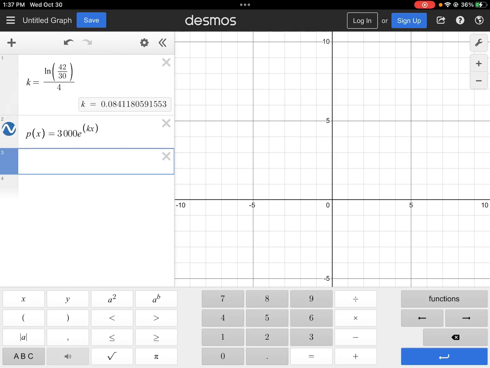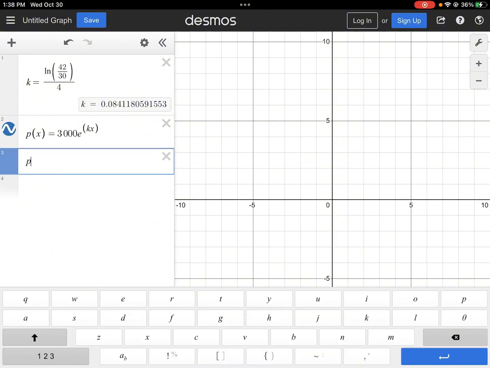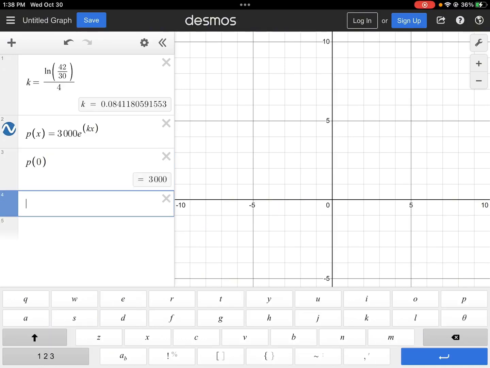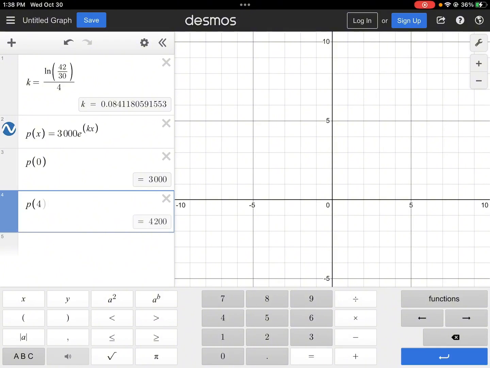I've gone ahead and entered the function into Desmos. Notice that I replaced the t's with x's. I wrote k in the exponent because Desmos knows that k is equal to the natural log of 42 divided by 30, all divided by 4. And to show you that this equation is correct, I'm going to evaluate this function for when t is equal to 0. Notice you get 3,000. And when t is equal to 4, notice you get 4,200.